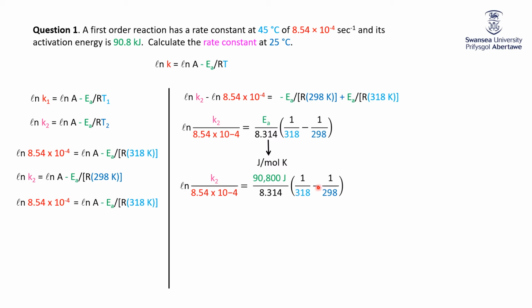So now pop all this into our calculators. Let's put this in first, and that number comes out to being minus 2.305. Now we'll get rid of that nasty natural log by doing e to the power of.